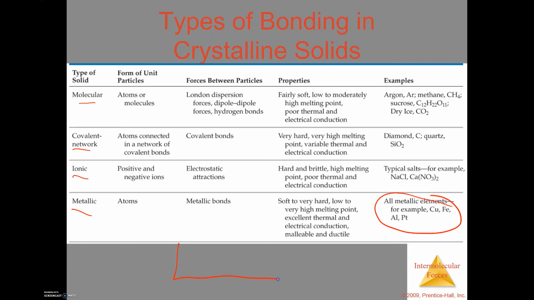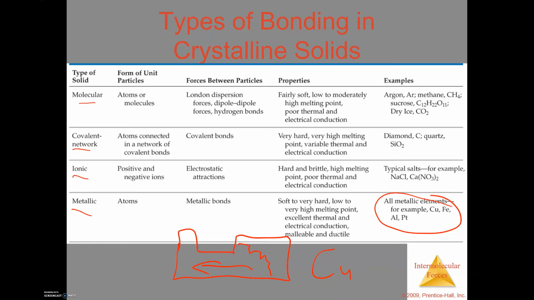And just a reminder here, you have your periodic table. If you find the staircase, if they're to the left of the staircase and they're not a metalloid, they're considered to be a metal. And so if you have just simple copper, well, that would be a metallic solid.